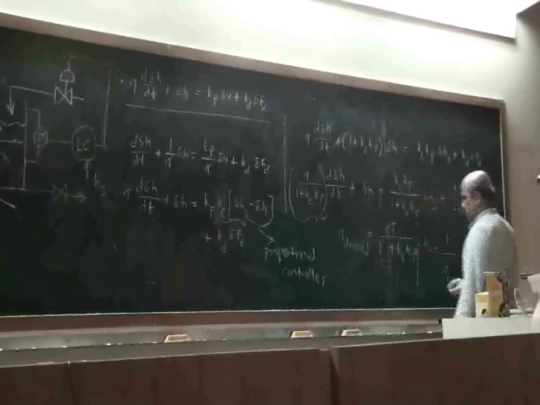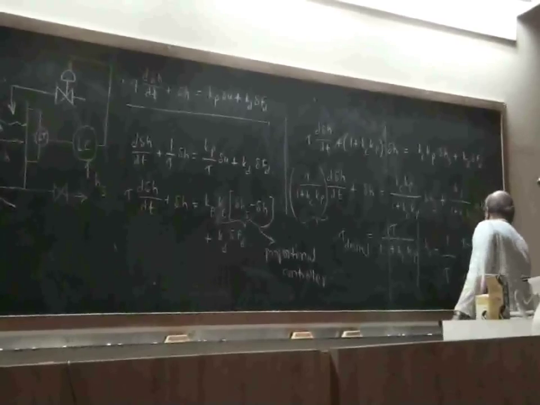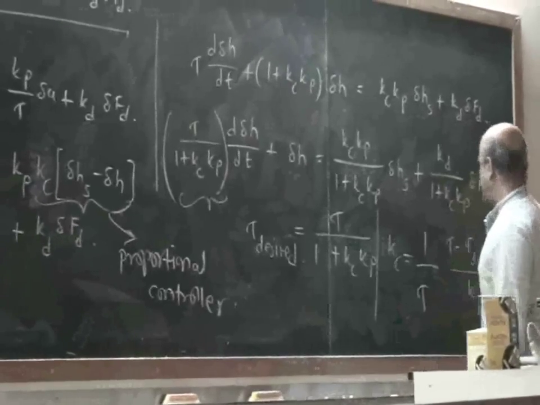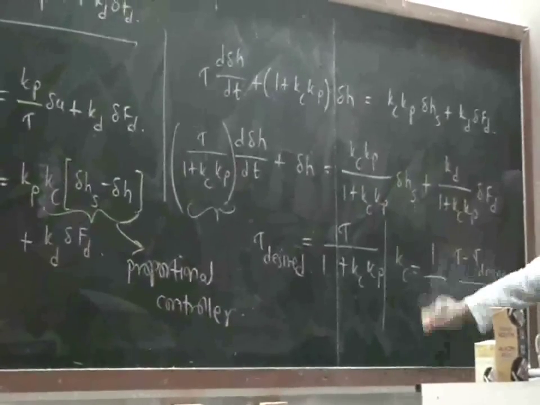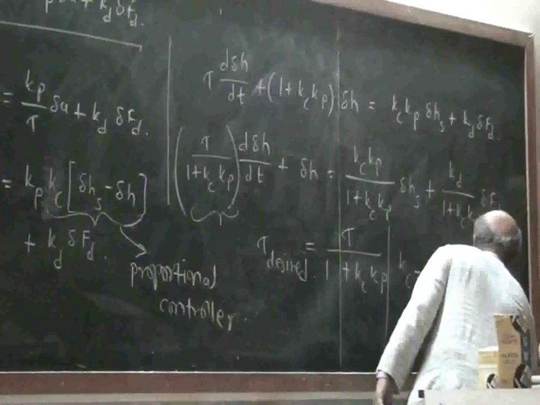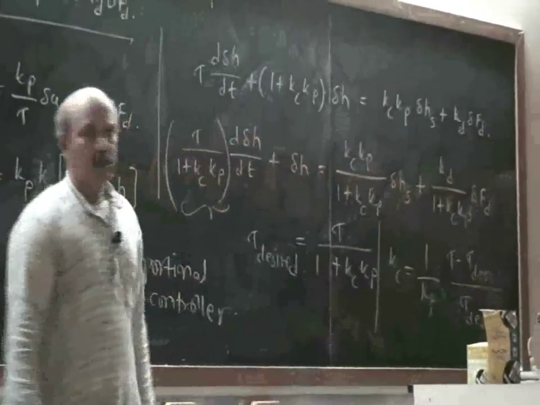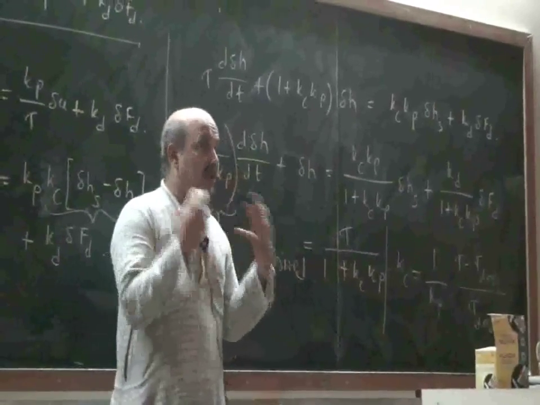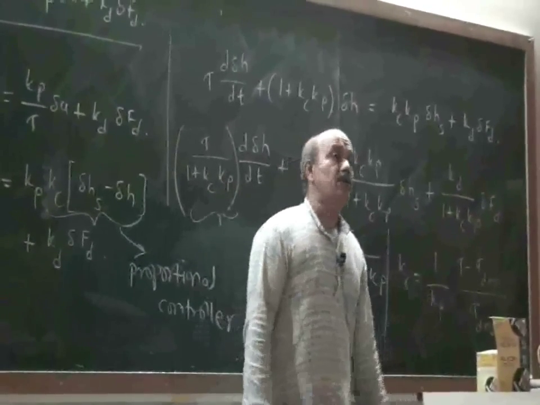1 by tau minus tau desired by Kp. Right? What is 1 by Kp? Is that what you get? Right? This is what you get. So you are pre-defining what should be tau desired and you are getting the controller gain. This is called as controller design.